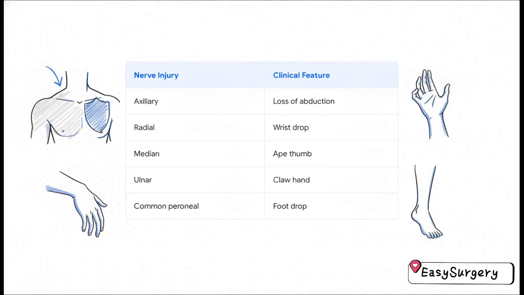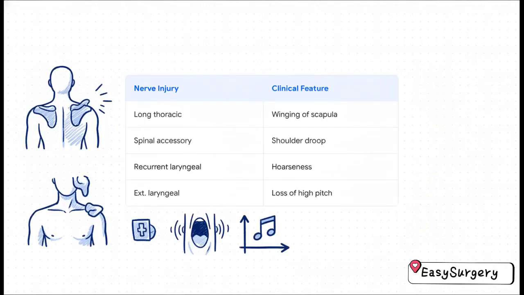A median nerve injury actually flattens the thenar eminence into what we call an ape thumb and completely steals thumb opposition. An ulnar nerve injury leaves a patient with a claw hand. And downstairs, a common peroneal nerve injury results in a slapping foot drop. Looking specifically at the upper body, these physical signs are absolutely pathognomonic.